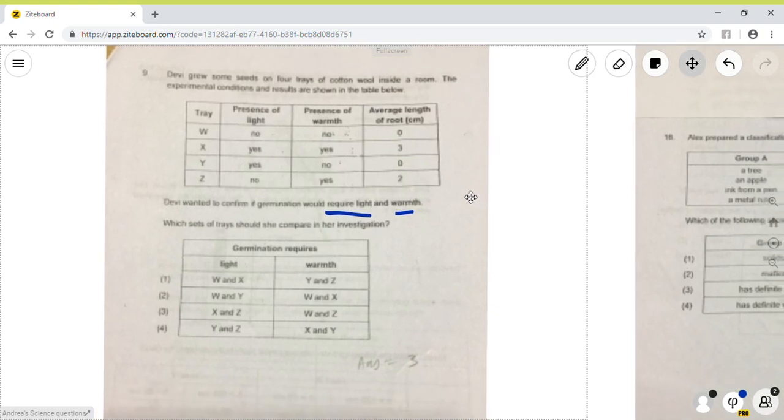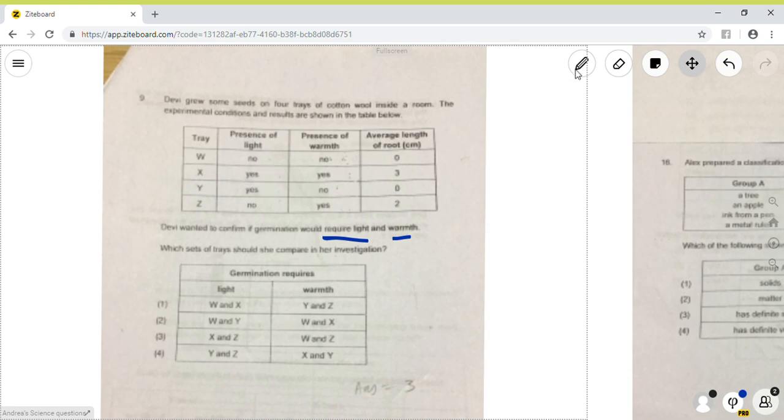So the requirements for germination are air, warmth, and water. Anyway, because they want to check whether it needs light or not, one of the ways she can do it in her experiment, let me see, which sets should we compare? So the answer is 3, XZ.